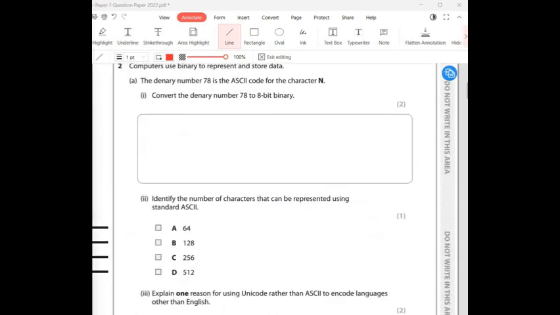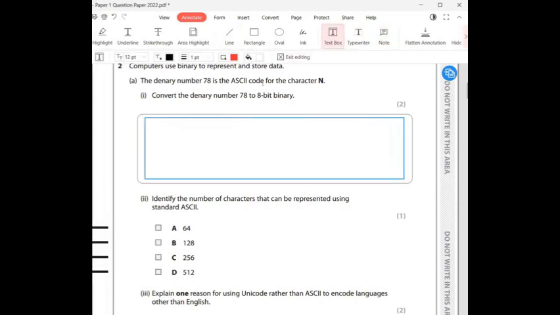On to question 2. So this is something they have to ask. Computers use binary to represent and store data. Binary number 78 is ASCII code for the character N. So we've got to convert 78 to 8-bit binary. So, I would do 128, 64, 32, 16, 8, 4, 2, 1.